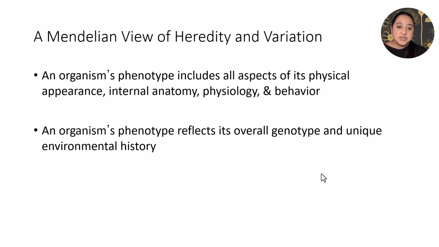And then an organism's phenotype includes all aspects of its physical appearance, internal anatomy, physiology, and behavior. There's just a lot that goes into phenotypes. So for example, if you need glasses because you strain your eyes a lot doing something, that was an environmental effect on your phenotype, not just whether your parents have glasses or not. There's a lot of stuff that affects our phenotypes. So in organisms, phenotype reflects its overall genotype and unique environmental history as well.